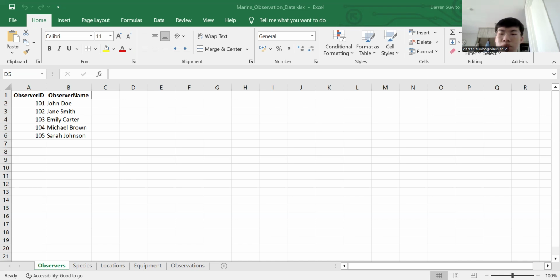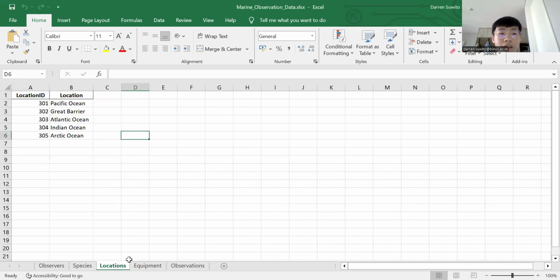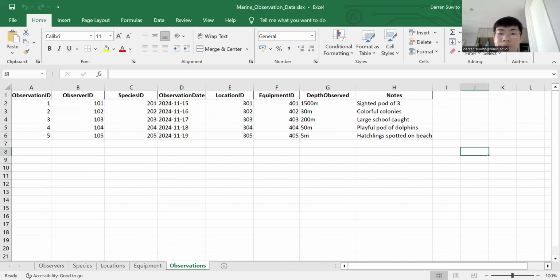And for the key components, we have these 5 major components, which is observers, species, locations, equipment, and observations. For the database tables in 3NF, they include tables and primary keys, which is observers that include observer ID, species, which include species ID, locations, which include location ID, equipment, which include equipment ID, and observations.